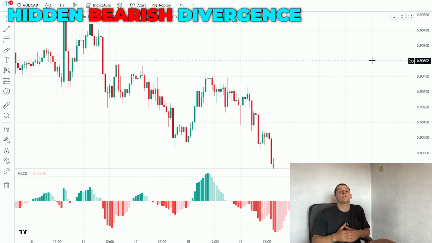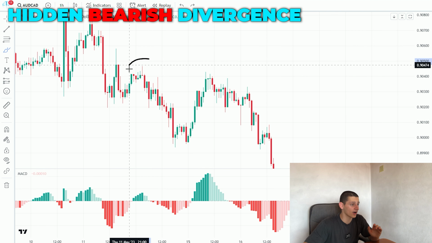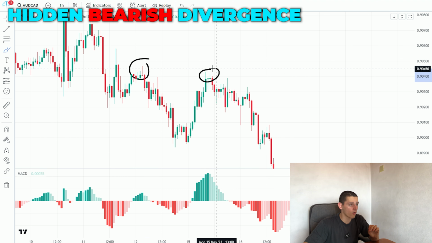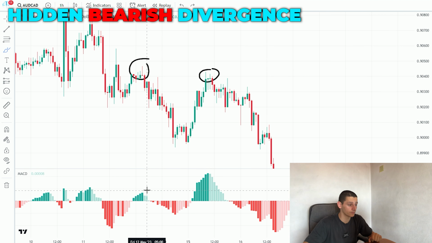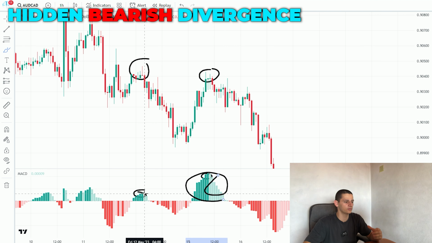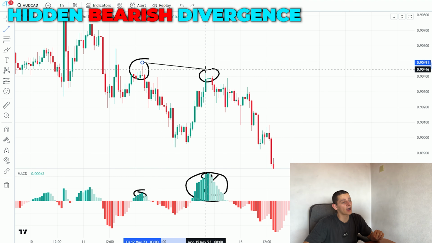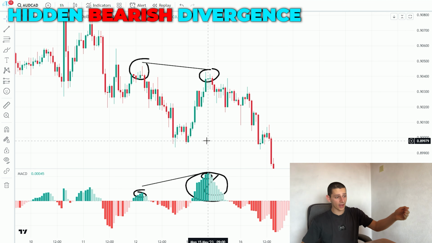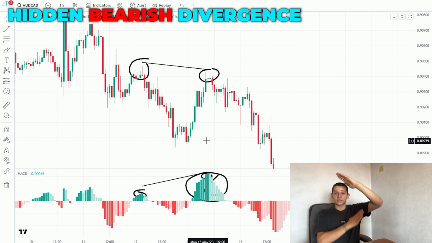And even though it is overbought, it cannot pass the previous high. Therefore, on the chart we have a high, then a lower high. But on the MACD data, we have a high, then a higher high, because this high right here is even much bigger than this one. So this is a hidden bearish divergence, because the price makes a high, then a lower high, but the MACD data makes a high and a higher high, something like this.